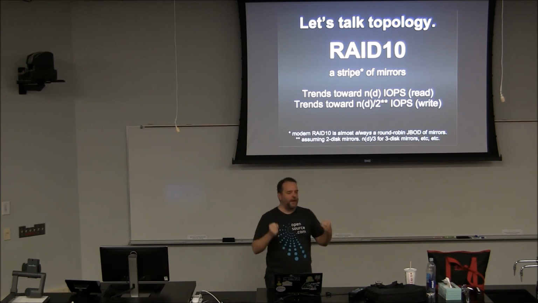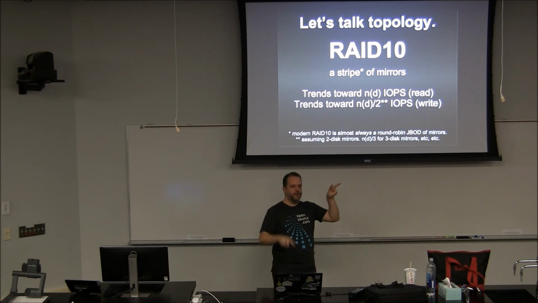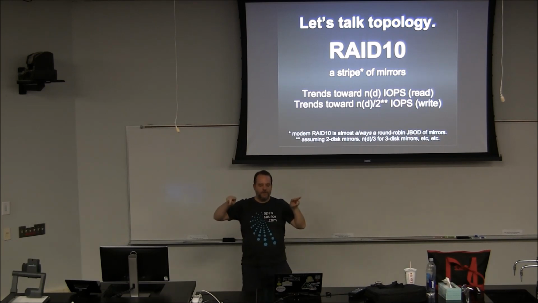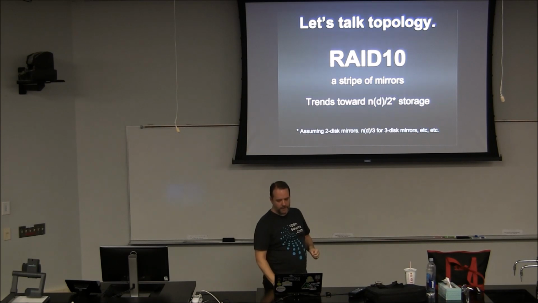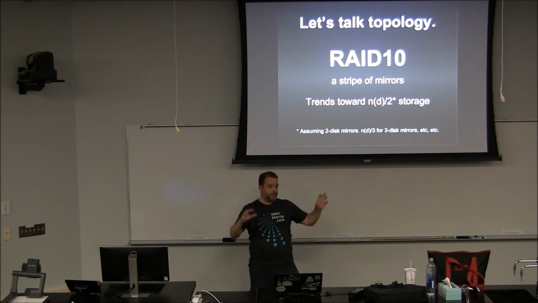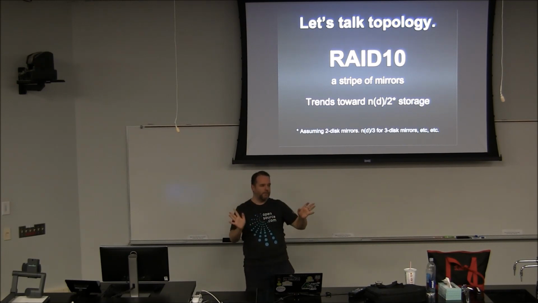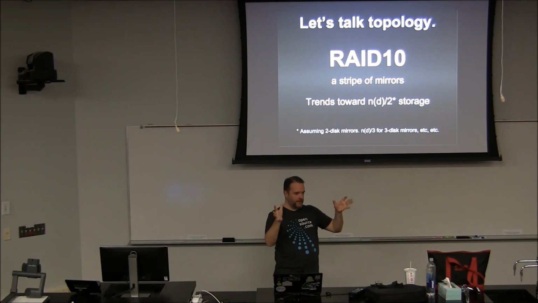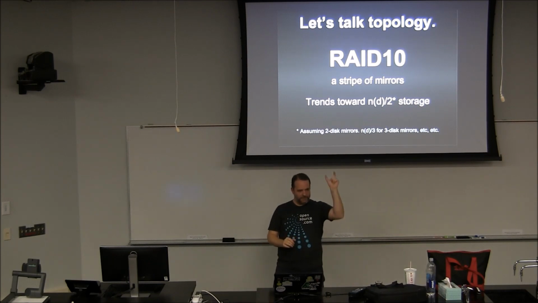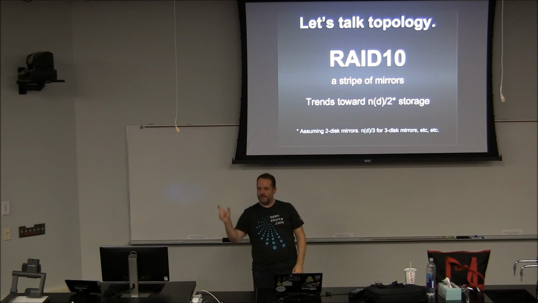RAID 10 is a stripe of mirrors, meaning you've got a mirror pair here, a mirror pair there, a mirror pair there, and then you stripe across all 3 of those things. So we'll actually talk about the storage first. You've got 6 disks, but you've got the capacity of 3 of them in this theoretical. It can be any number, but say we've got a 6-disk RAID 10 and 2-disk mirrors. So we've actually got 3 individual mirrors in there. Each one of the disks in each of those mirrors has the same data. So these 2 have the same data, these 2 have the same data, these 2 have the same data, and you do a simple stripe across the top.